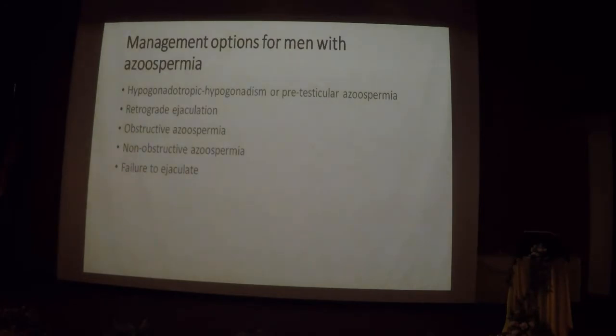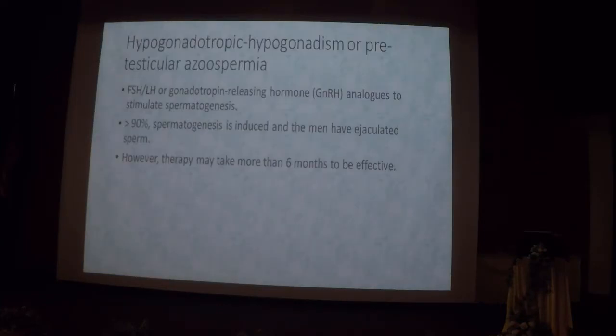So how do you manage men with azoospermia? In hypo or pre-testicular, we have tried giving FSH, LH or gonadotrophin releasing hormone analogs to stimulate the spermatogenesis. More than 90% of the time, spermatogenesis is induced and the man can have back his sperm. However, therapy may take more than 6 months.